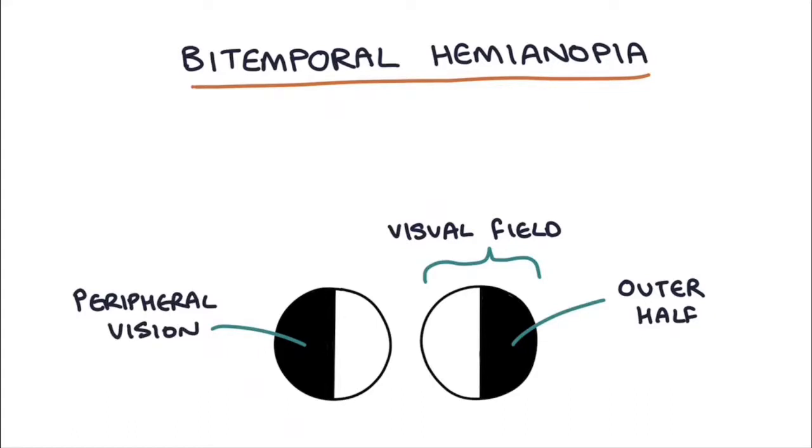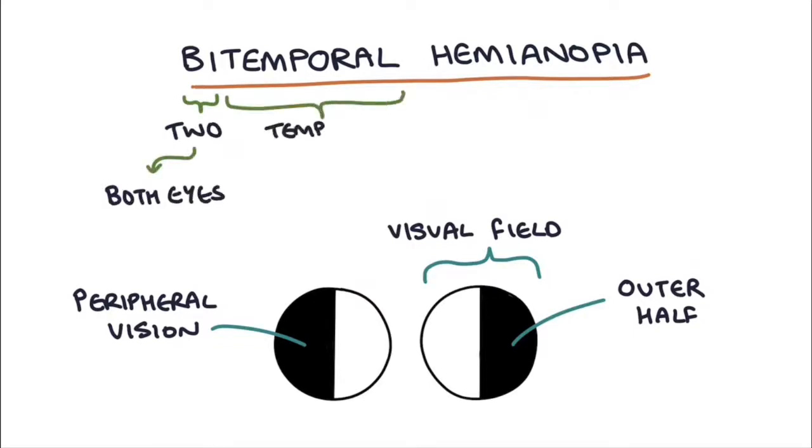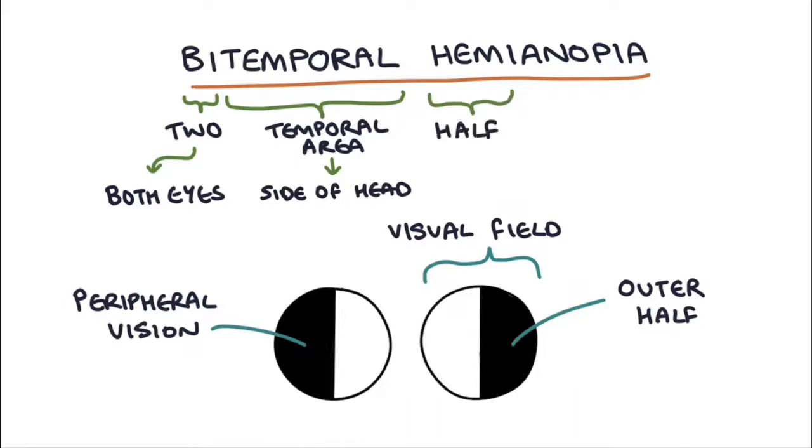So looking closer at the name, bi means two, meaning affecting both eyes. Temporal refers to the temporal area on the sides of the head, rather than the middle or the front. Hemi means half, in that half the vision is affected, and anopia refers to a visual field defect.